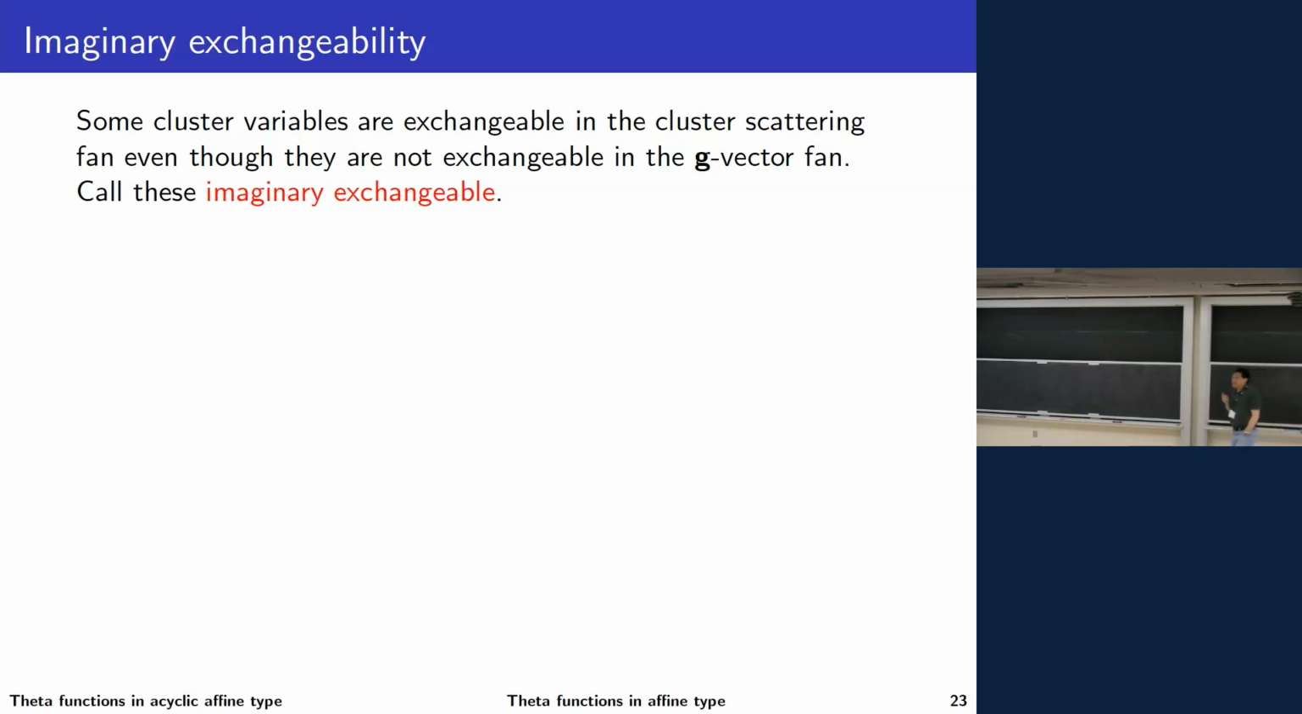Anyway, there are some cluster variables that are exchangeable in the cluster scattering fan, even though they're not exchangeable in the G vector fan. We'll call those imaginary exchangeable. And what in the world is exchangeable? Let me show you an example.